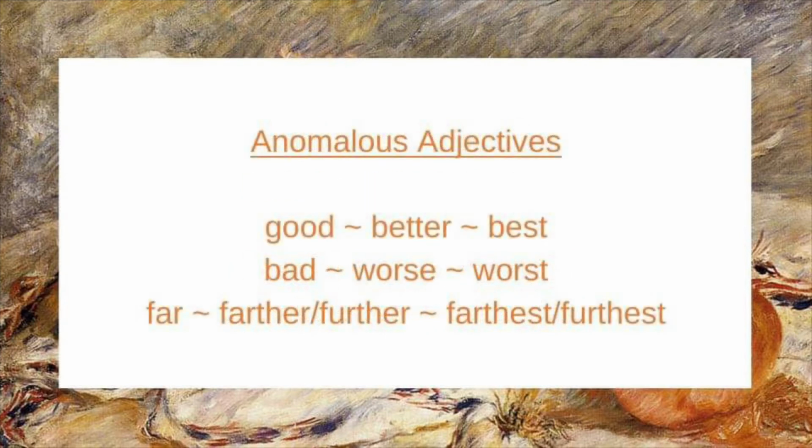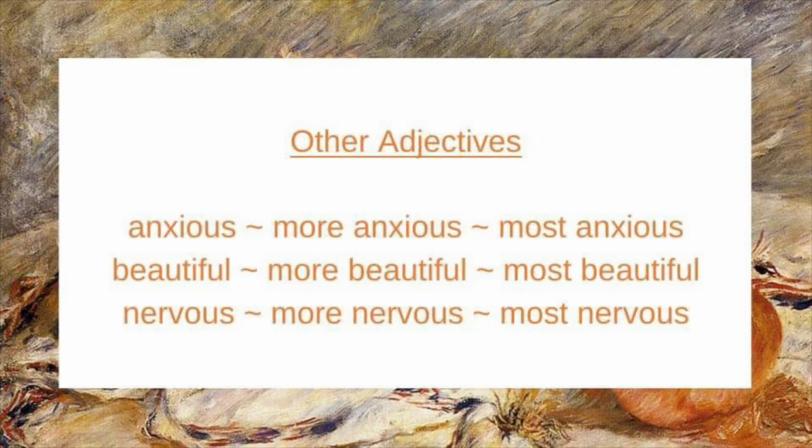Not all adjectives take the er and est suffixes to form the comparative and superlative. Anomalous adjectives have irregular comparative and superlative forms. Good, better, best. Bad, worse, worst. Far, farther or further, farthest or furthest. Most other adjectives take more or most to form the comparative and superlative.